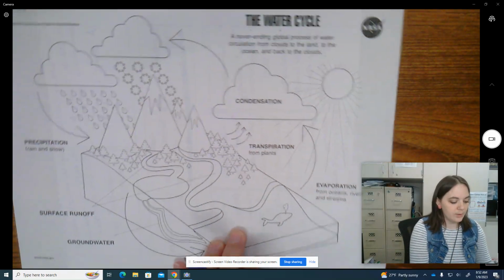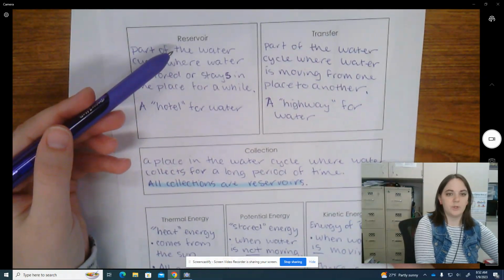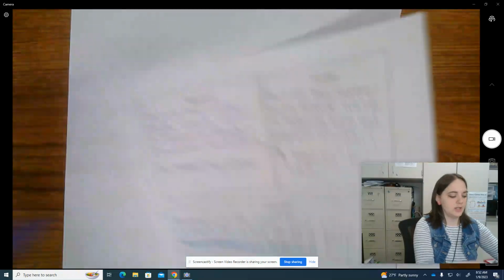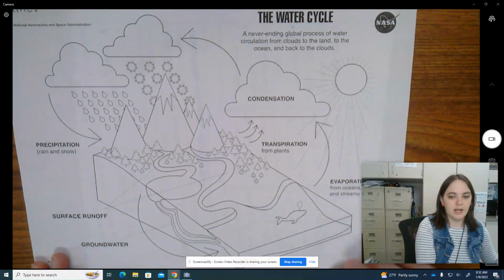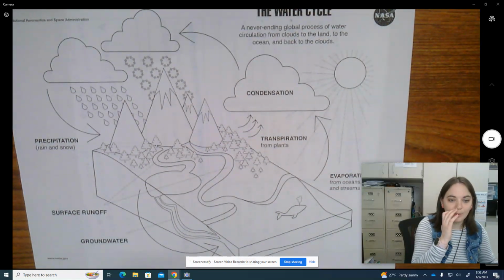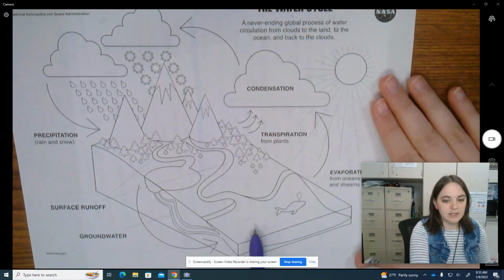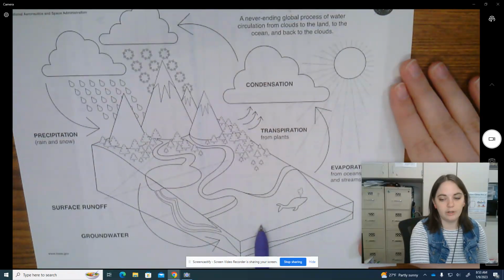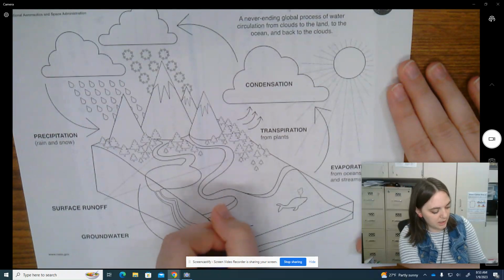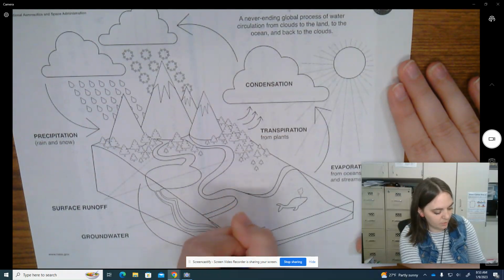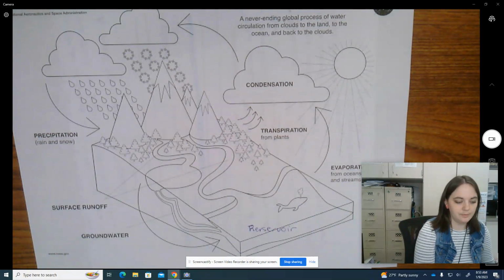So the first one that we took notes on, we flip our paper over, reservoir. So we're going to label all of our reservoirs and transfers. Remember, reservoirs are the ones where water is staying in one place, a hotel for water. The first one I can think of is down here, the ocean. The water goes to the ocean and it stays there for a long time. So the ocean is a reservoir.